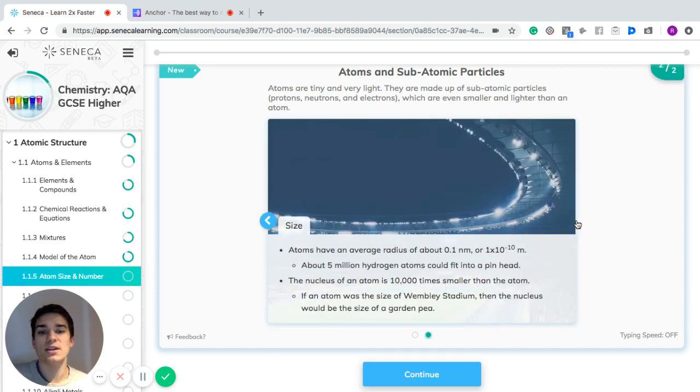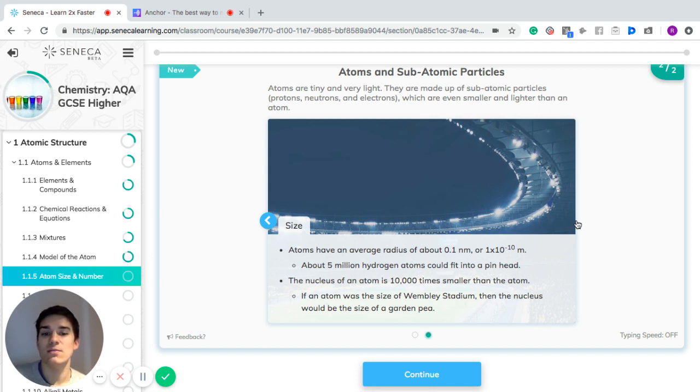And if you think of the size, atoms have an average radius of about 0.1 nanometers, or we can think of that as 1 times 10 to the minus 10 meters. It's very, very small. And if you think about that in scale, about 5 million hydrogen atoms could fit on a single pinhead. So they're really, really tiny.